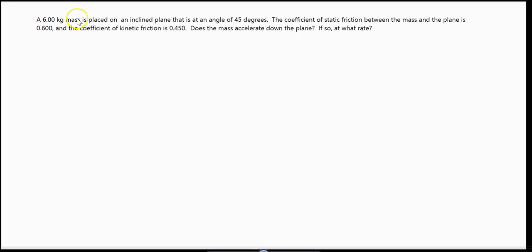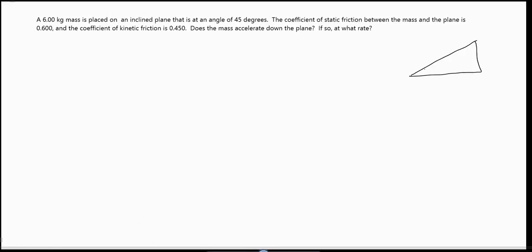So we have a 6 kilogram mass placed on an inclined plane that is at an angle of 45 degrees. The coefficient of static friction between the mass and the plane is 0.600 and the coefficient of kinetic friction is 0.450. Does the mass accelerate down the plane? If so, at what rate?